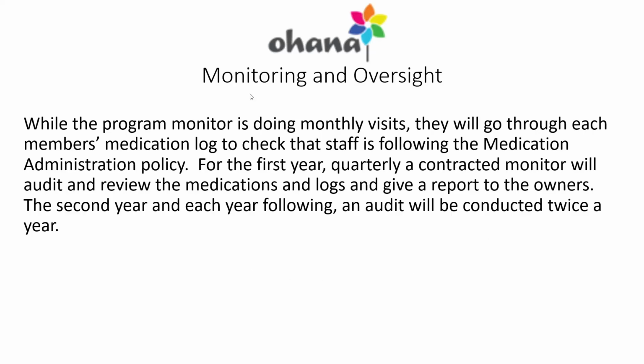Lastly, we're going to go over monitoring and oversight. While the program monitor is doing monthly visits at the homes, they will go through each of the members' medication logs to check that staff are following the medication administration policy, this policy that we've just reviewed. For the first year, quarterly, a contracted monitor will audit and review the medications and logs and give a report to the owners. Second year, and each following year, an audit will be conducted twice a year in-house.